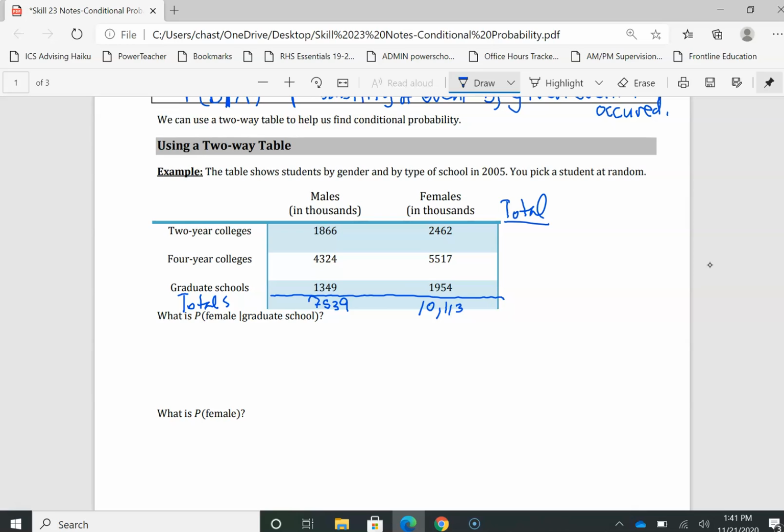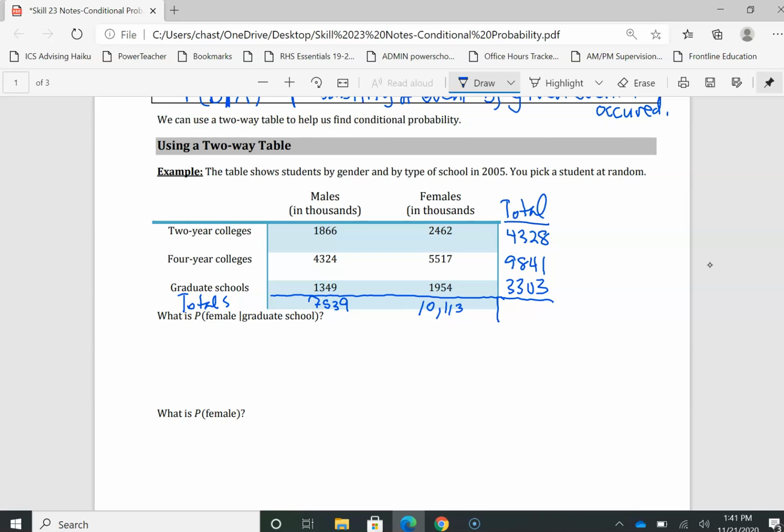Now, let's find the totals of each row. So the number of people that went to two-year colleges, four-year colleges, and graduate schools. So 1866 plus 2462 makes 4328. By the way, all these values are in thousands. So these numbers, if you multiply them by 1,000, that's what the true number is. 4324 plus 5517 makes 9841. 1349 plus 1954 makes 3303.